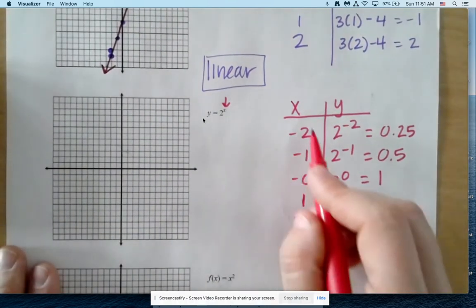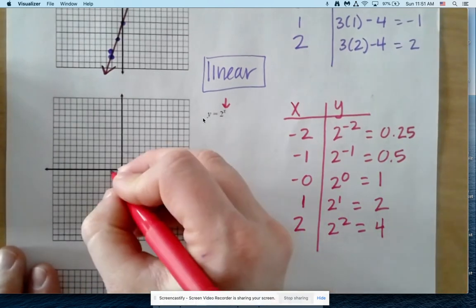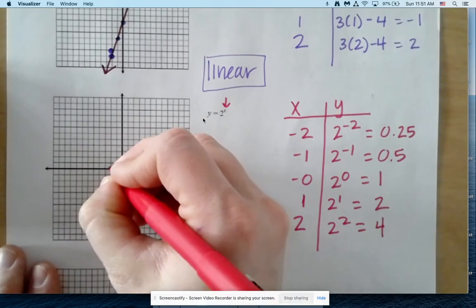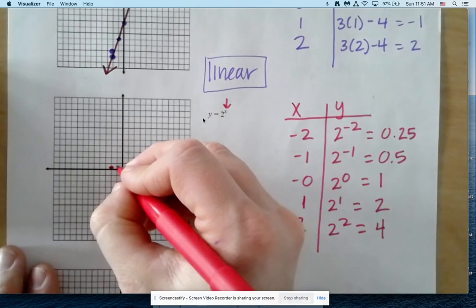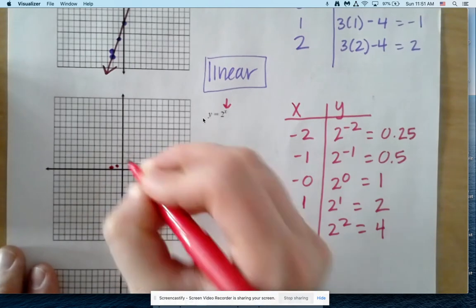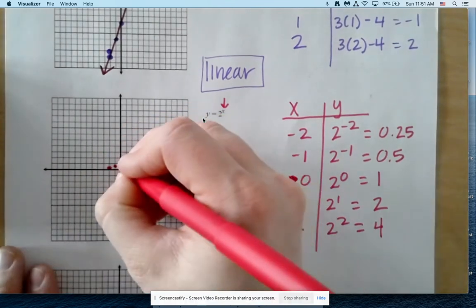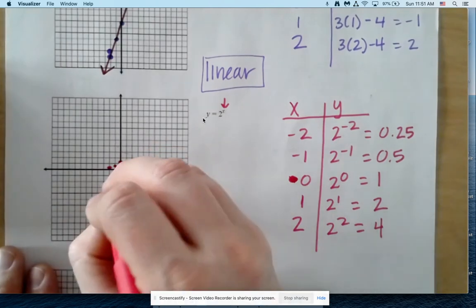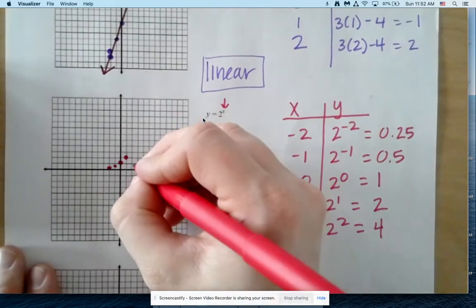So again, we plugged in negative 2, got out 0.25. So you're going to have to eyeball. These graphs aren't very user-friendly for this kind of a problem. So I'm just going to go barely above the x-axis. Same thing for negative 1, going up a half, just a little above that last one. Plugged in 0, not negative 0, just 0, goodness. And I got out 1. Plugged in 1, got out 2. Do you guys see how it's growing? Plugged in 2, got out 4.